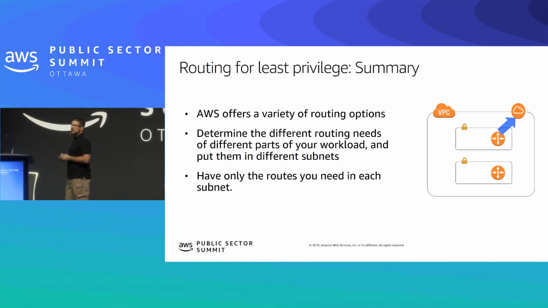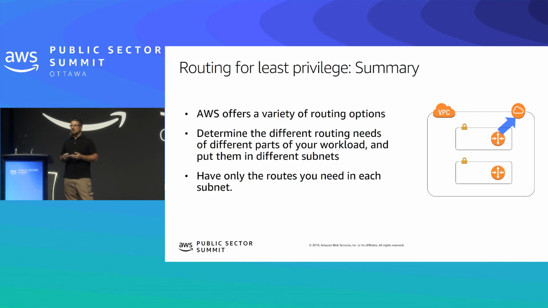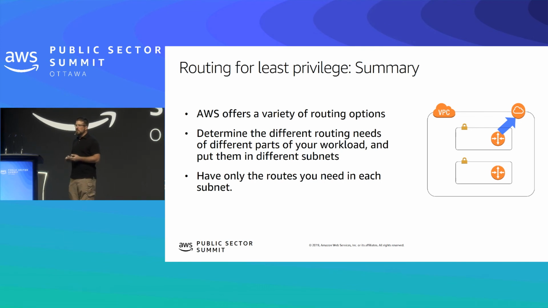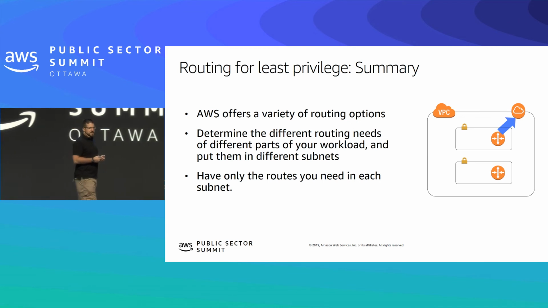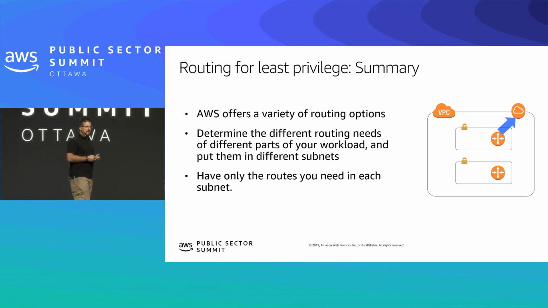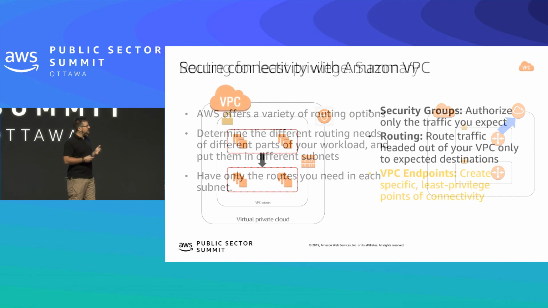From a least privilege perspective, AWS offers a variety of different routing options. There are so many different ways that you can control networking on AWS that we can't go through them all today, but there are a number of different techniques within AWS through things like Direct Connect, Transit Gateway, peering connections. All of these will allow you to control that fine-grained access either through policy or through these route table entries. So you only need to have the routes that you want in a particular subnet, and that's how we'll control access.